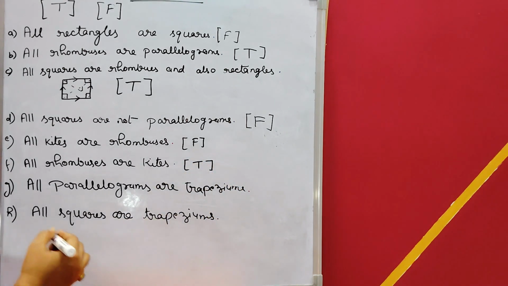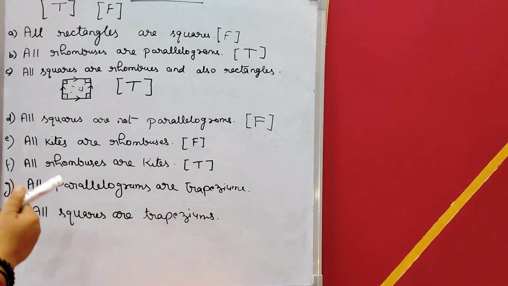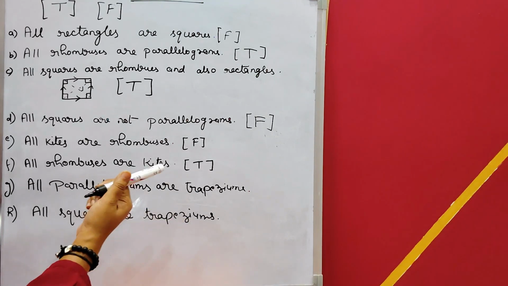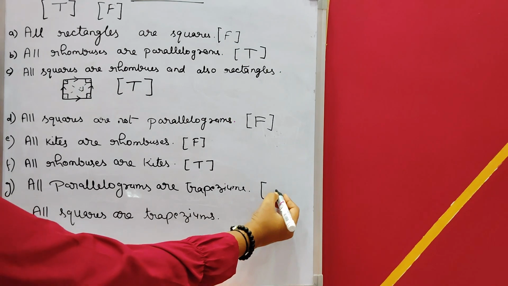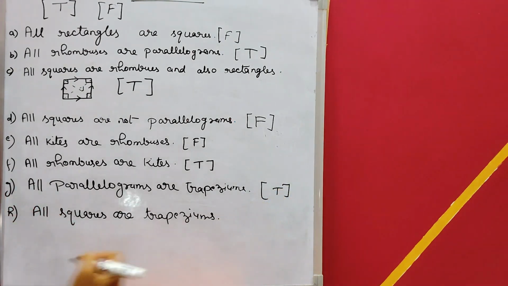Next it is saying, G, all parallelograms are trapezium. Yes, because a trapezium has one pair of parallel sides and parallelograms have two pairs of parallel sides. So automatically all parallelograms are basically trapezium. So yes, it is a true statement.